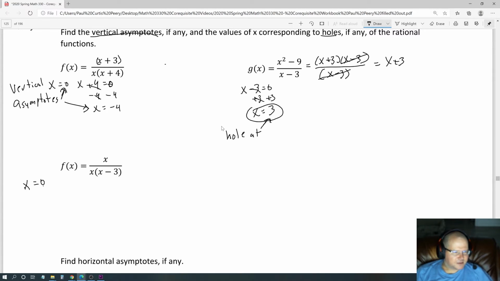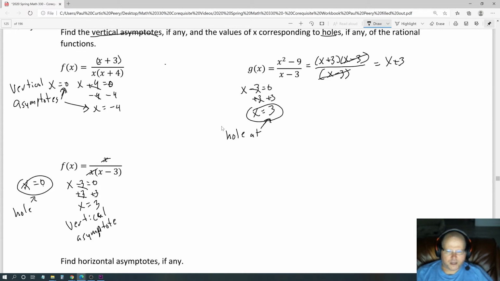For instance, x is equal to 0 here, and we have x minus 3 is equal to 0, plus 3, cancel, cancel, x is equal to 3. Now in this case, though, the x's do cancel out, which means this one is going to give me a hole because it canceled out right there, right? But this one did not cancel out, so this one over here is going to give me a vertical asymptote. Okay.